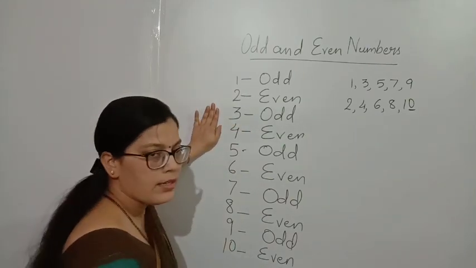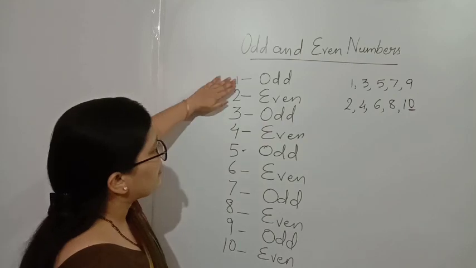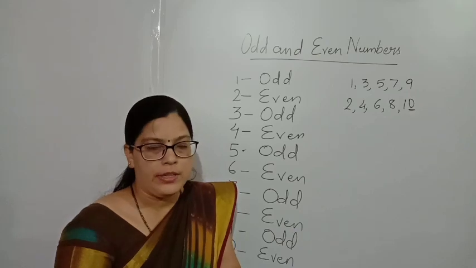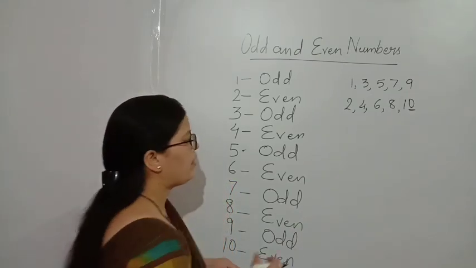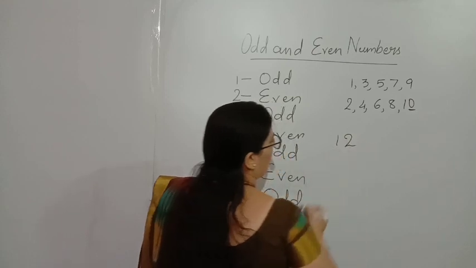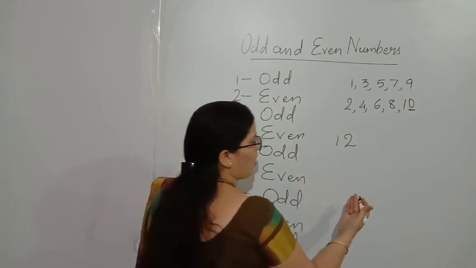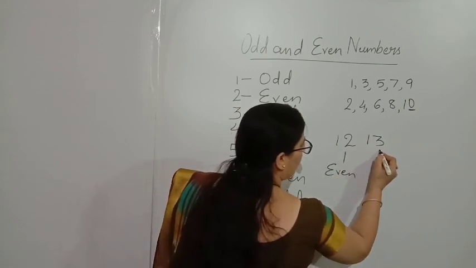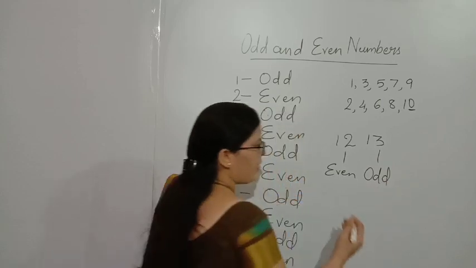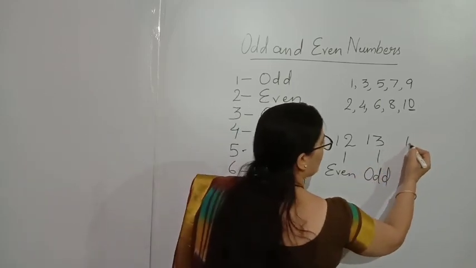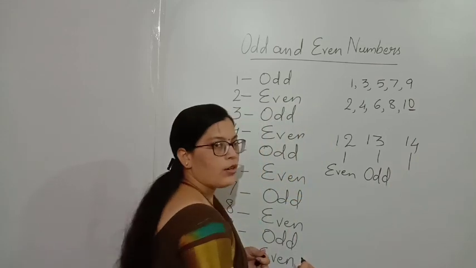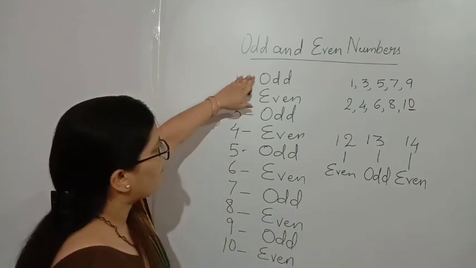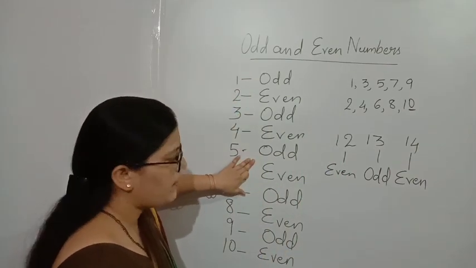What I mean to say is our number system is in this sequence. If a given number is odd, just the next number is even. For example, if the given number is 12, then what comes just after 12? It is 13. If 12 is even, then 13 is odd. Then what comes after 13? It is 14, and here 14 again is even. So our number system is in this sequence of odd, even.